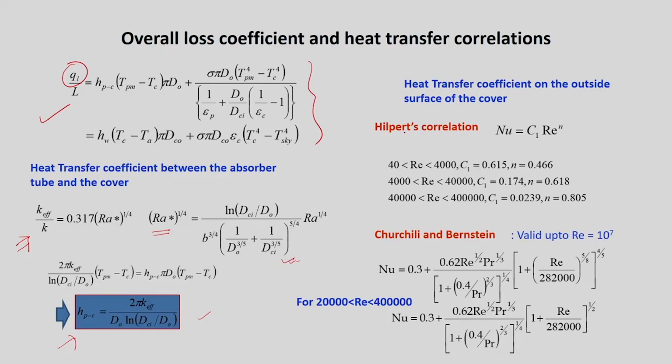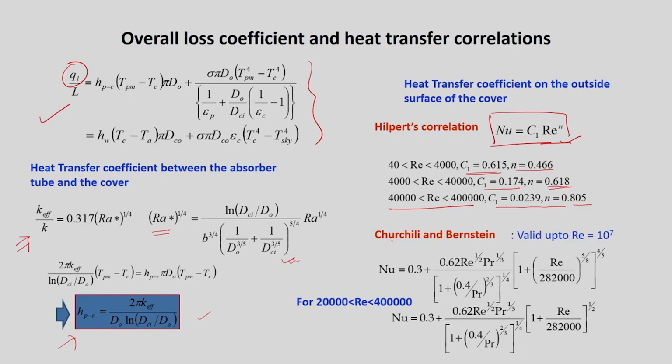And then the next phase is to calculate the heat transfer coefficient on the outside surface of the cover. The correlations proposed by Hilpert are normally used. It is expressed as Nusselt number equal to C1 multiplied by Reynolds number to the power of n. There are different conditions: for Reynolds number between 40 and 4000, C1 is 0.615 and n is 0.466. For Reynolds number between 4000 and 40,000, C1 is 0.174 and n is 0.618. If Reynolds number is very high, more than 40,000 and less than 4 lakhs, then we need to use this set of data for calculation of the heat transfer coefficient on the outside surface of the cover.